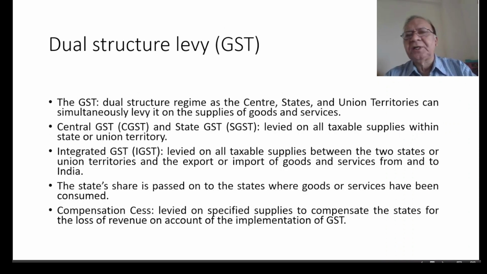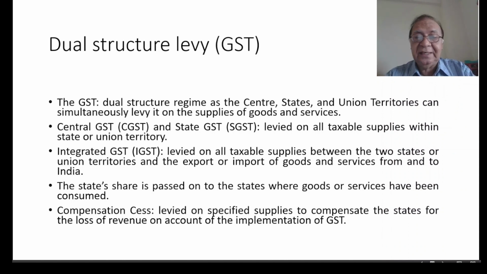There is a dual structure of GST. Dual structure means center, states, and union territories can levy the tax on supply of goods and services. All the three can impose. Central GST and state GST are levied on taxable supplies within the state or union territories, and these taxes are shared.